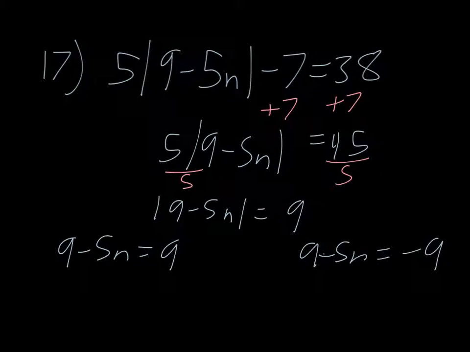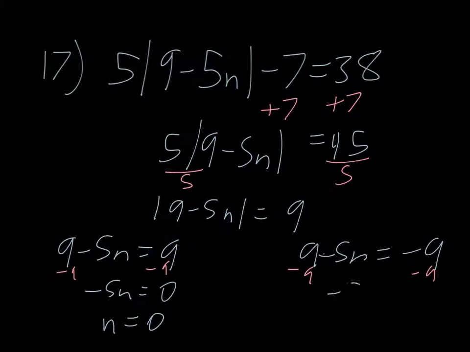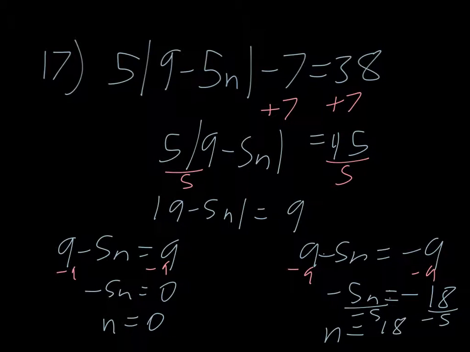So two separate problems here. Minusing 9 gives me negative 5n equals 0, so n is equal to 0. And over here, my minus 9, I get negative 5n is equal to negative 18. And I divide by negative 5, and I get n is equal to 18 over 5.